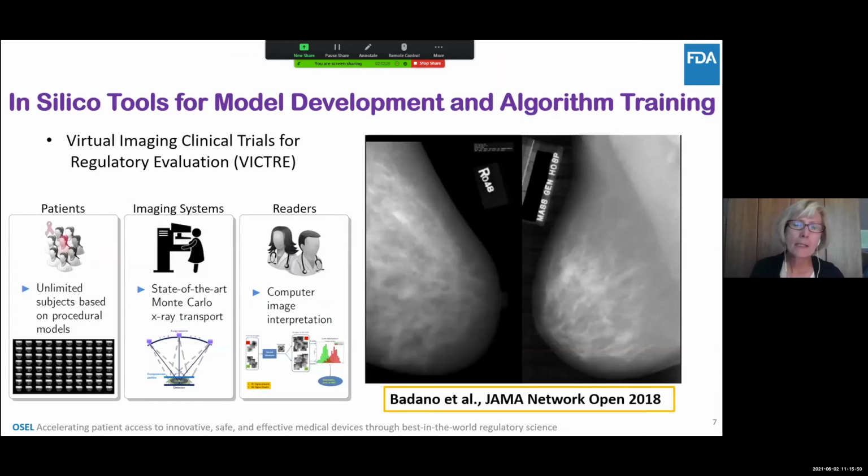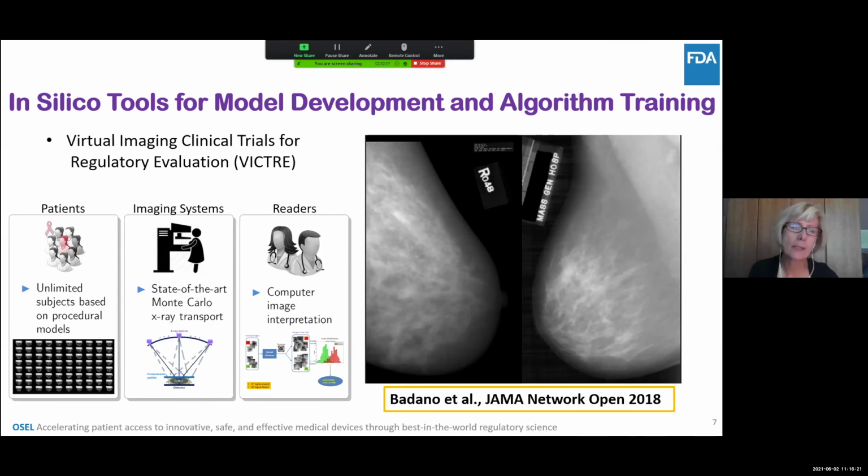So to tee this off, I wanted to bring to your attention, for those of you who may not be aware, that we published in JAMA Network Open in 2018 a full in silico replication of an actual clinical trial that was performed to support bringing a novel digital breast tomosynthesis, or DBT, system to market in the United States. We humbly coined that project the Virtual Imaging Clinical Trials for Regulatory Evaluation, or VICTORY.